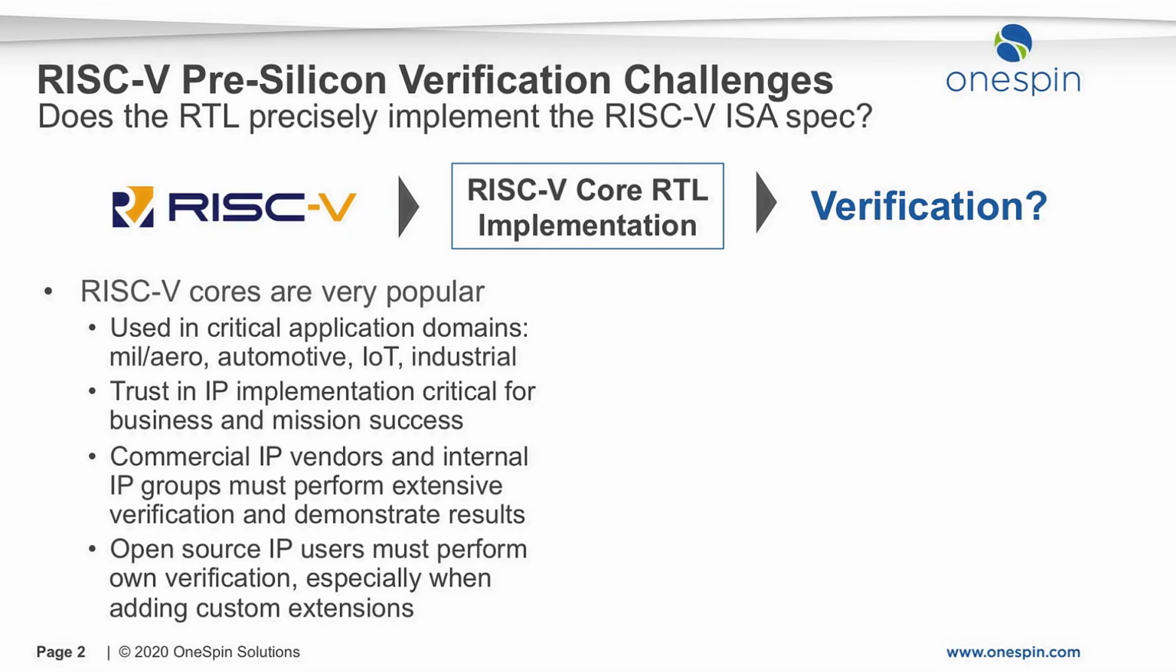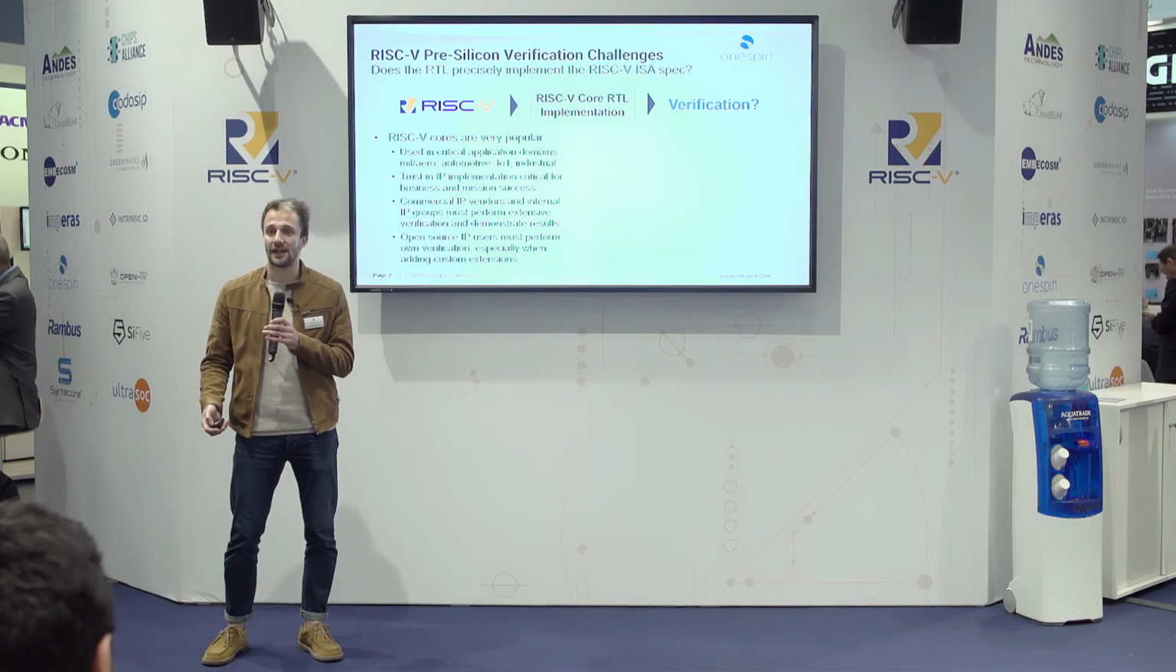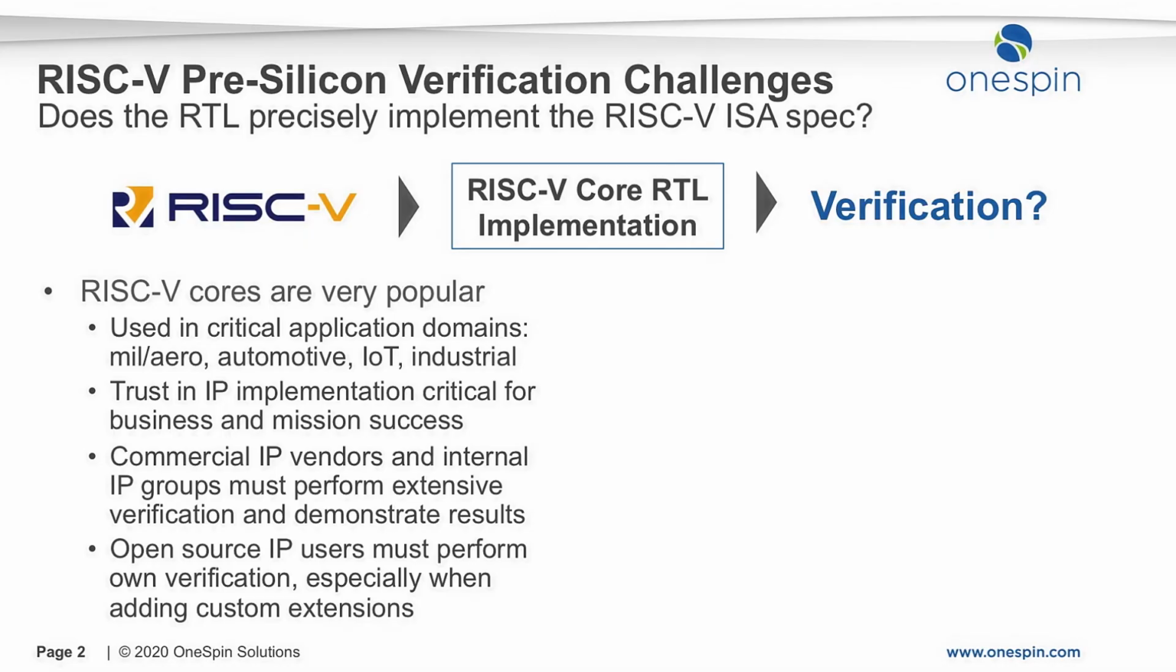So why is RISC-V in general so popular? This is due to its highly configurable open source instruction set architecture that supports many variations of microarchitecture choices. So it's used in critical application domains such as autonomous vehicles, aerospace and military and so on. And for these kinds of applications, security and trust requirements are so high.